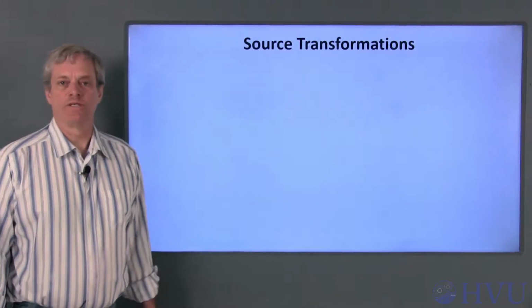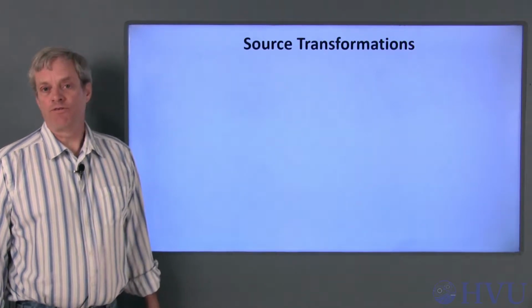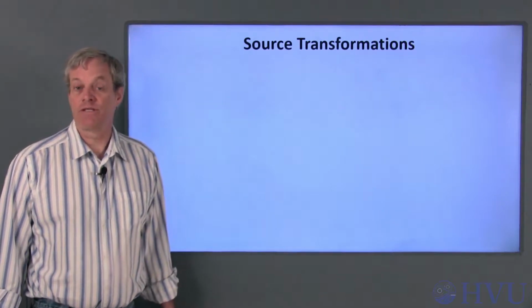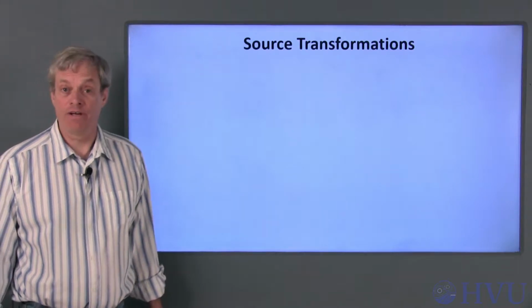Combining Thevenin's and Norton's theorems leads to what's called a source transformation. A source transformation allows us to convert any voltage source that's in series with a resistance to a current source in parallel with the same resistance, and vice versa.